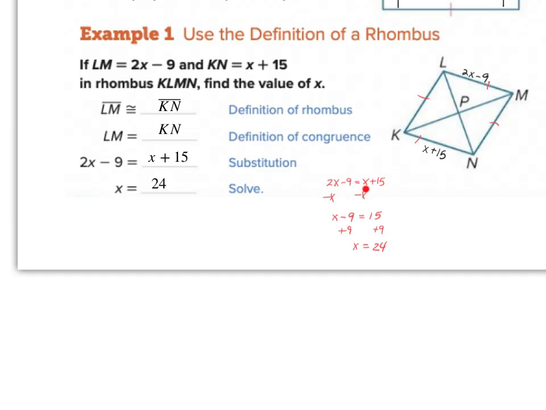Doing my inverse operations, I'm going to subtract x from both sides to get all my variables on one side. Then I'm going to add 9 to both sides to get my numbers together, and I find that x is equal to 24. So that is the value of x that makes this a rhombus, because then my sides are congruent. So I know all of these sides, oops, not 24, right? x is 24, so this would be 24 plus 15. So I know the complete length over here should be 39. So this is 39. This one is 39. That's just things I know.